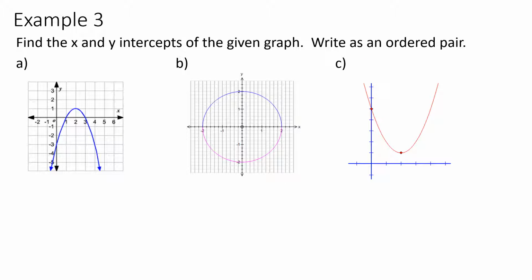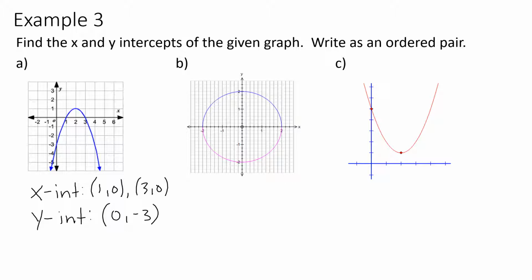Example 3. Find the x and y intercepts of the given graph. Write them as an ordered pair. Part A. This is a concave down parabola. I see that it intersects the x-axis at 1 and 3. Therefore, its x-intercepts written as an ordered pair are 1, 0, and 3, 0. The y-axis, I see that the parabola intersects the y-axis at -3. So as an ordered pair, that's 0, -3.